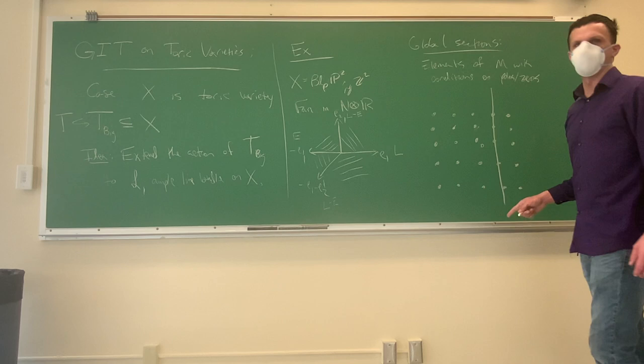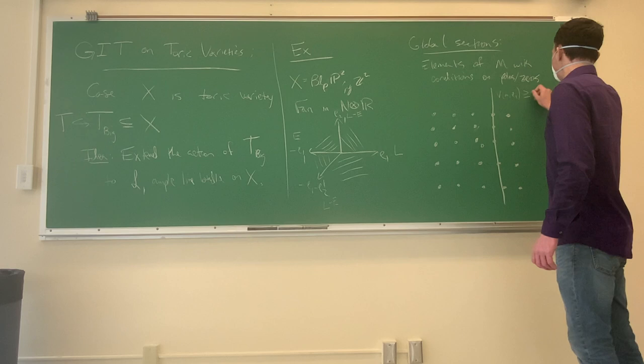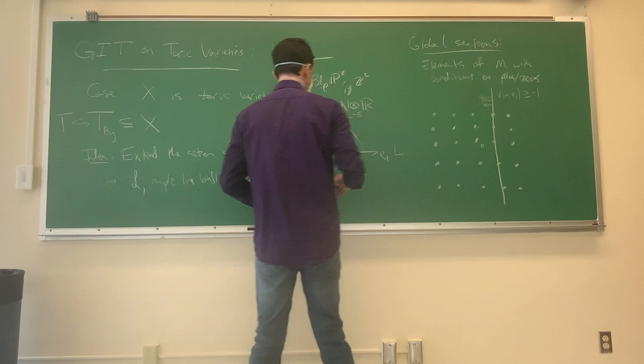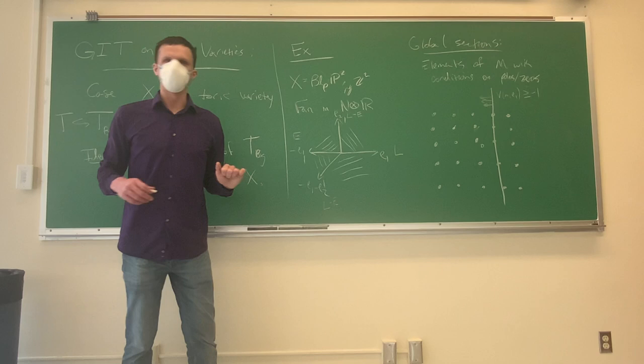So this is saying that the vanishing of my character along E1 is greater than or equal to negative 1. This is saying, well, I'm on this side of this line. And then I can keep repeating that for the different ones I have here. So for E2, it's saying, when I pair my character with E2, I should get something greater than negative 1. So that says I'm above this line here.